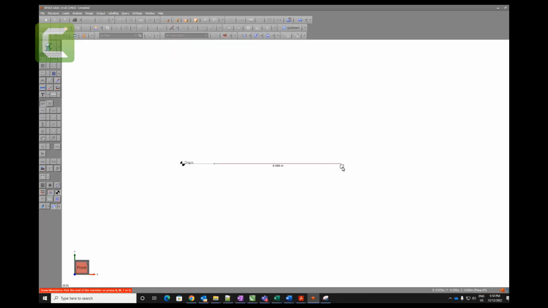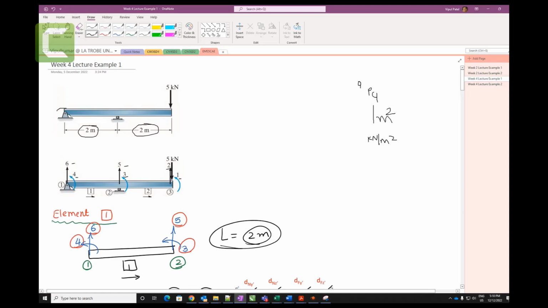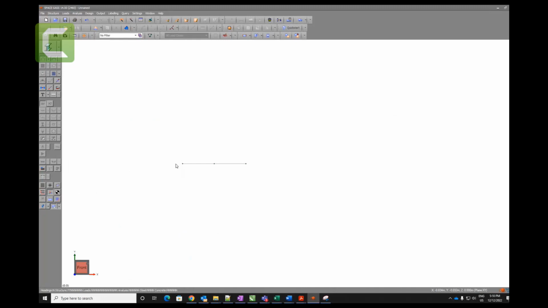So let me just put it horizontal, and on the keyboard press 2 and the Escape key. If you want to remove this origin, just remove that origin and press Escape to come out from the command. So we draw this one. Now in here, we can put these pin supports and roller supports. So let me do that.